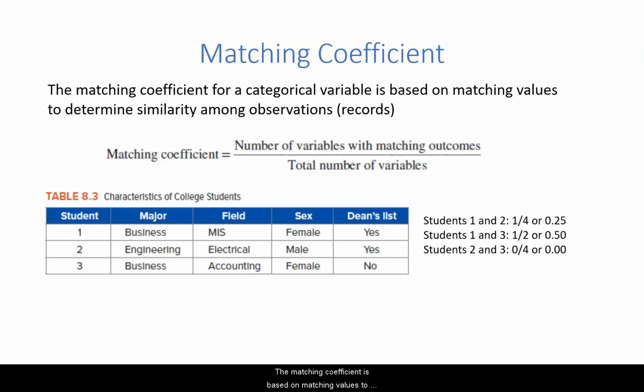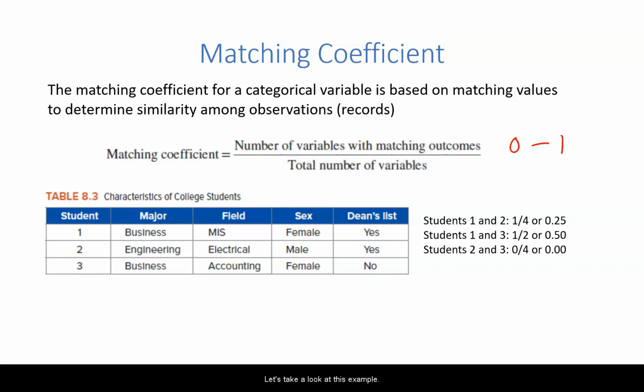The matching coefficient is based on matching values to determine similarity among observations. The formula of matching coefficient is the number of variables with matching outcomes divided by the total number of variables. In other words, it measures the percentage or proportion of variables that have matching values between the 2 observations. Matching coefficient ranges from 0 to 1, with 0 being completely dissimilar and 1 being completely similar.